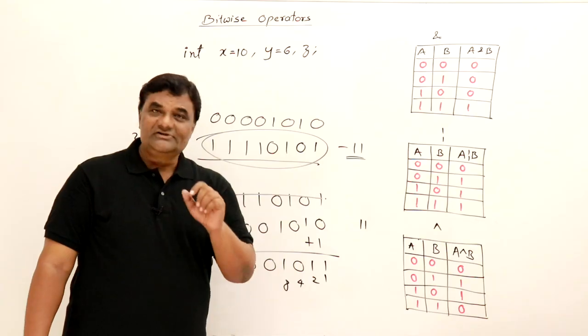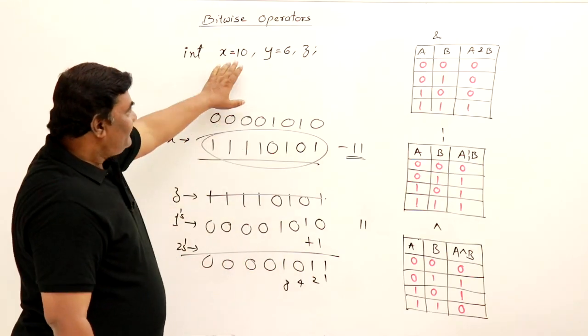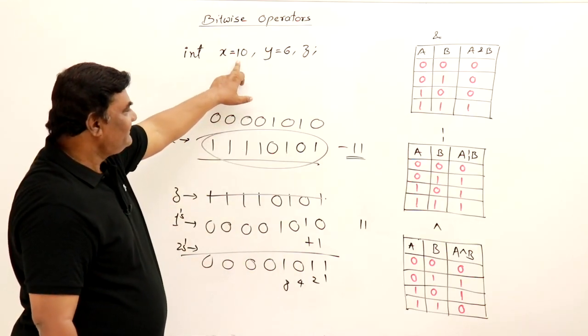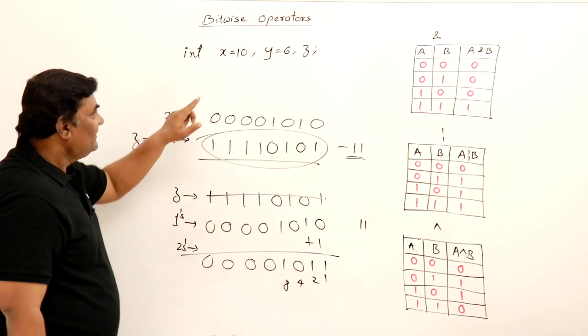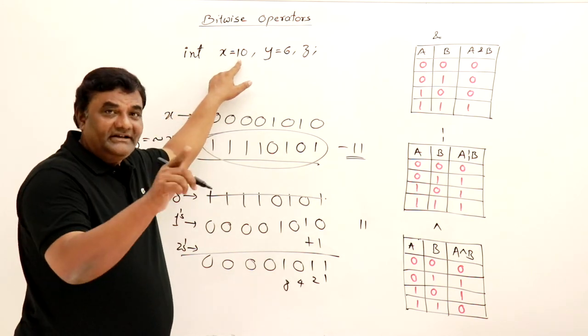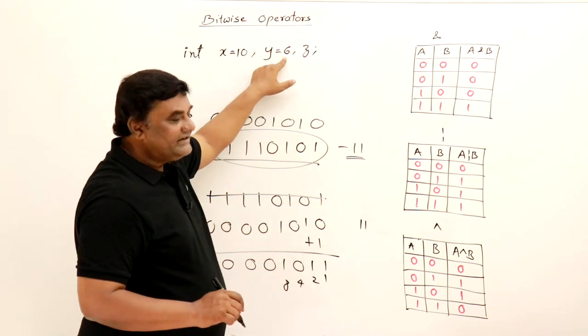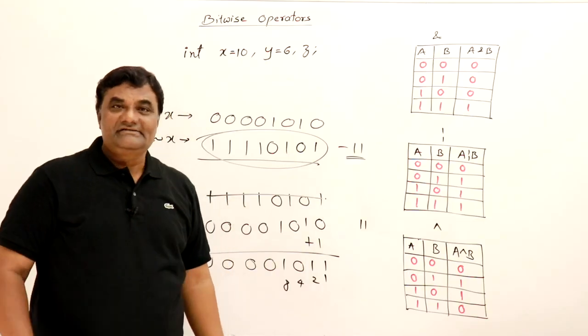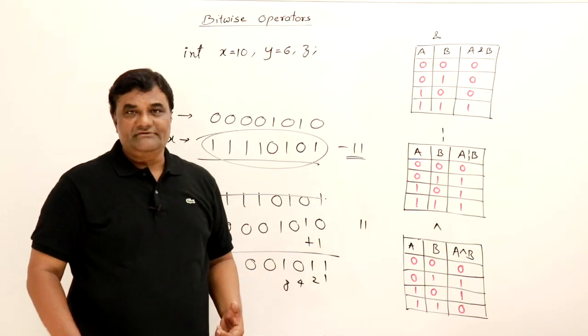So one thing you can observe here is that if you take the not of any number, if it is 10, it will become minus 11. It means if it is 6, then it will become minus 7. So this is one thing you can observe.